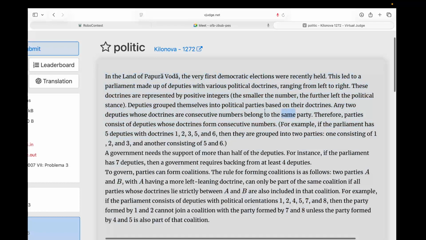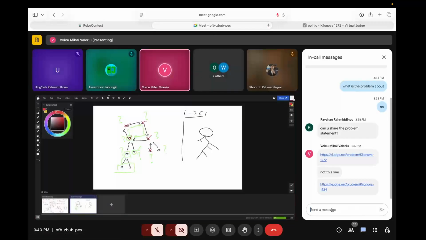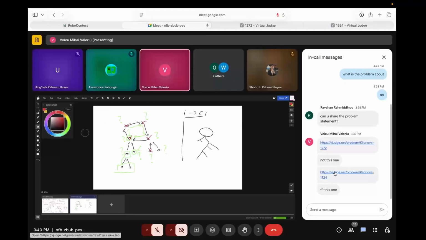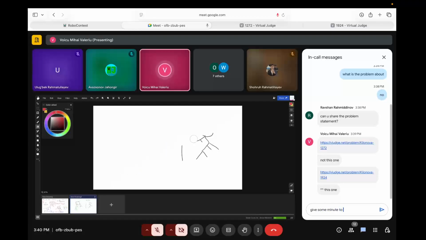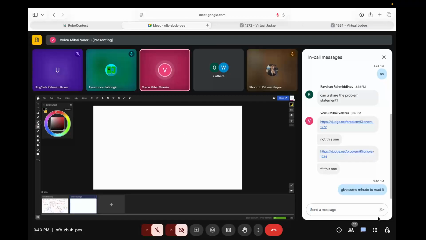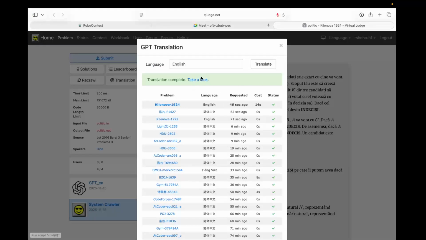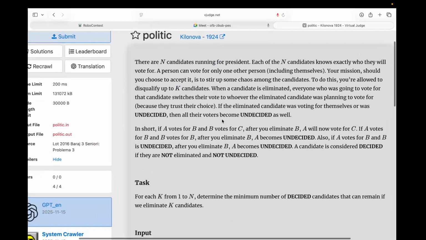So I'll reiterate in the meantime. So this is the problem. This one. So we are given a... We know that there are n people and they want to hold an election. We know that initially the mind of every person is made up. We know that person i will vote with person c_i. But we also know that we can eliminate up to k people.